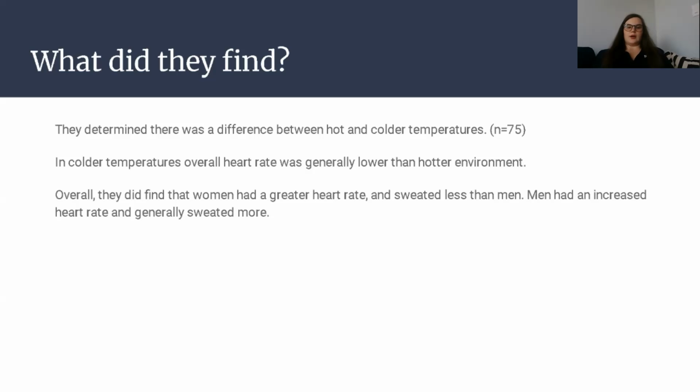So yeah, I thought that paper was pretty interesting in the way that they could quantify exercise physiology, and I thought it was an interesting approach to delving into our topic. So I chose that one.